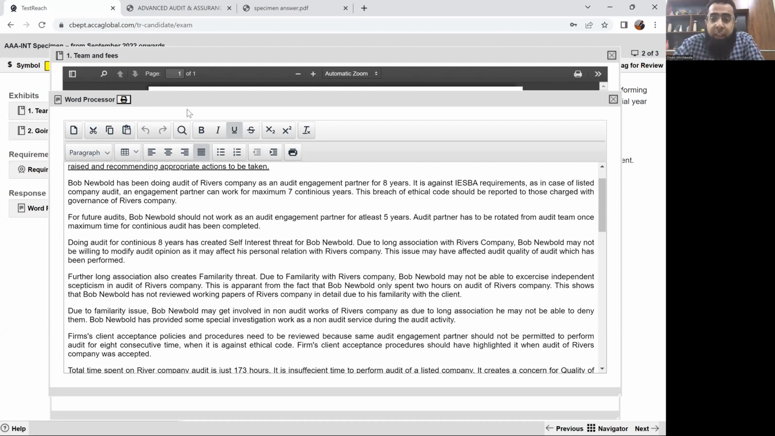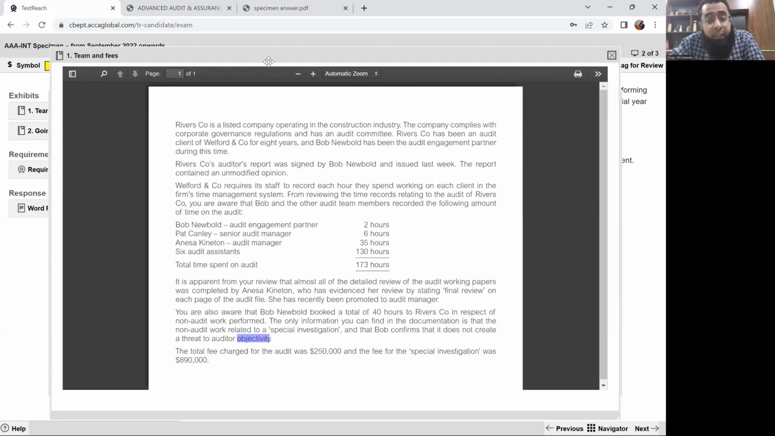So if we read further, let's try to understand what the examiner is saying. Walford Company requires its staff to record each hour they spend working on each client in the firm's time management system. From reviewing the time records relating to the audit of Reverse Company, you are aware that Bob and other audit team members recorded the following amount of time on the audit. Bob Newbold only spent 2 hours, the senior audit manager spent 6 hours, Anissa Quintin spent 35 hours, and 6 audit assistants spent 130 hours. If you remember, in the previous class we highlighted this issue that the entire audit was done in 173 hours.